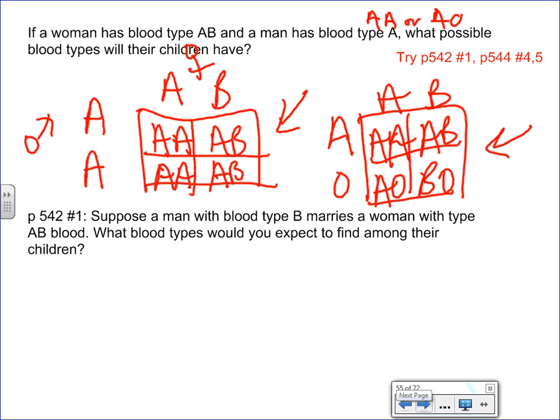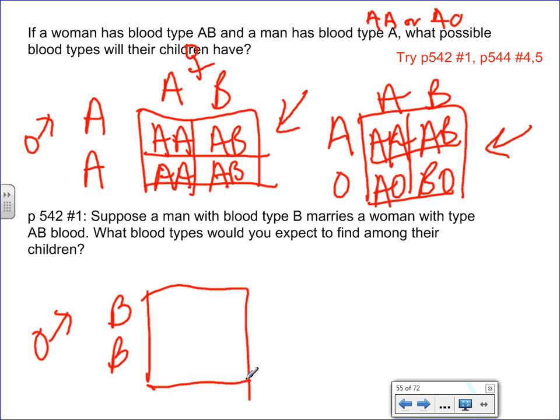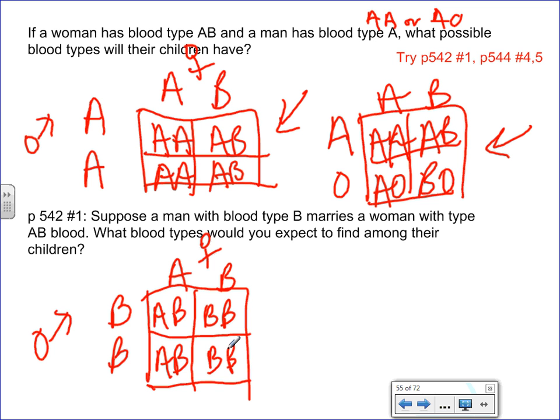Okay, so let's look at these. Suppose a man with blood type B marries a woman with blood type AB. What blood types would you expect to find among their children? Okay, so the man is type B. The man could be BB or he could be BO. It doesn't tell us which. Okay, the woman is type AB, so she can give an A or a B. So we have possibilities. There's AB. We could have B. We can have AB or B.